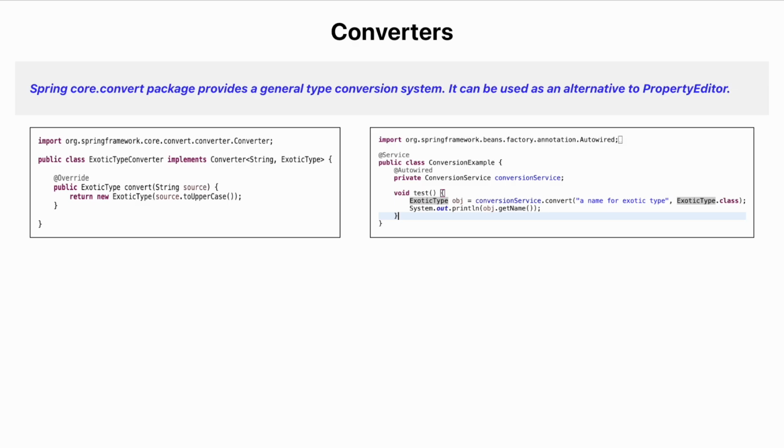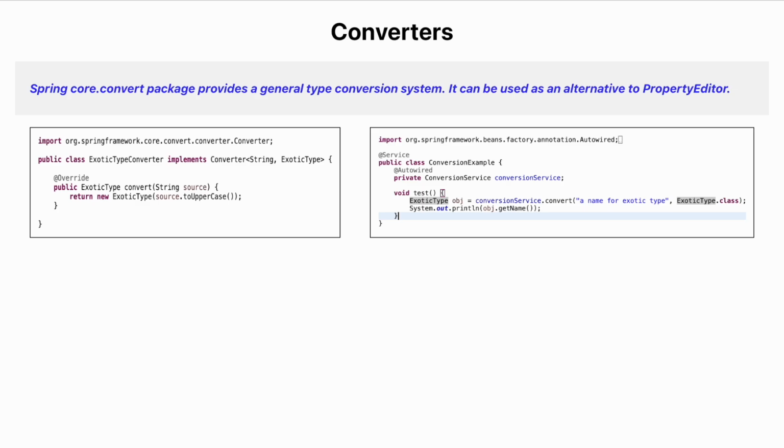Converters. Spring's core.convert package provides a general type conversion system. It can be used as an alternative to PropertyEditor. The Converter<S, T> interface can be used to implement custom converters, where S is the type of the source object and T is the type of the target object. We have to implement the T convert(S) method and provide the conversion logic. Then this custom converter can be registered in the bean definition. We have to include our custom converter in the converters set.